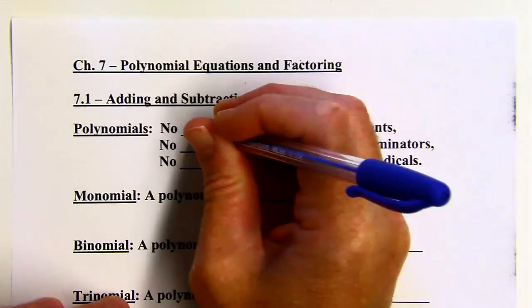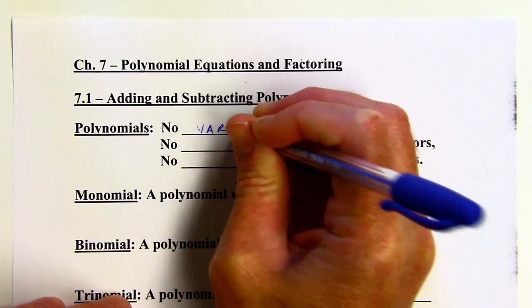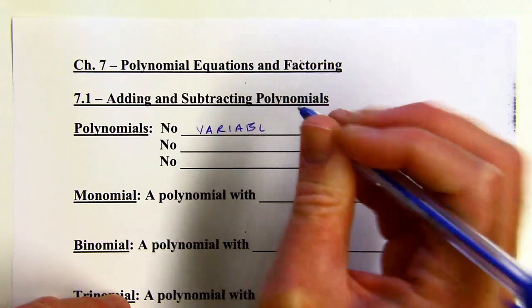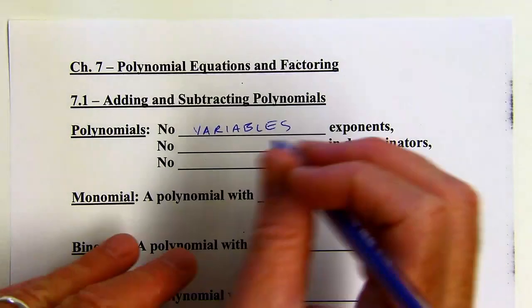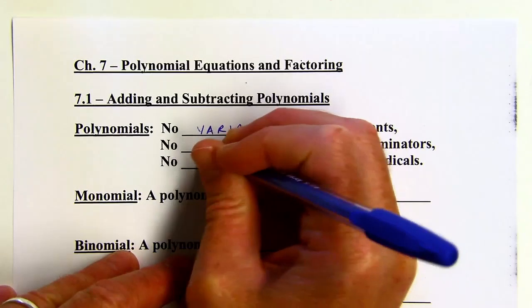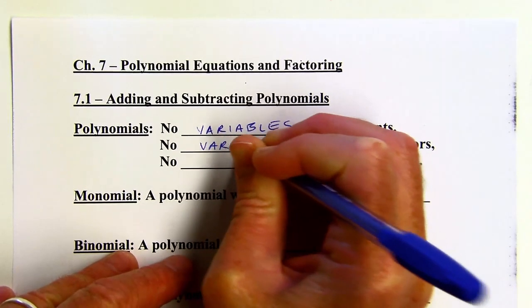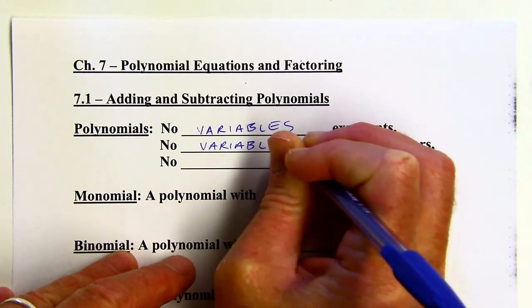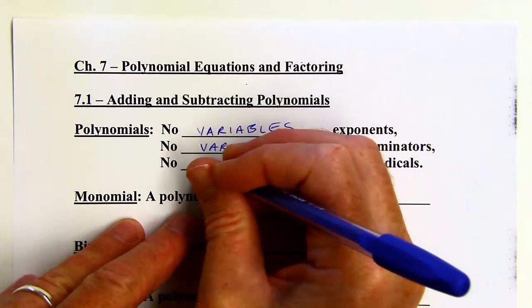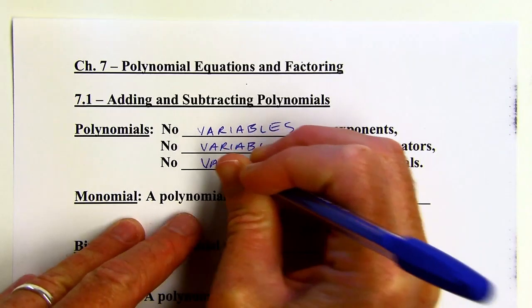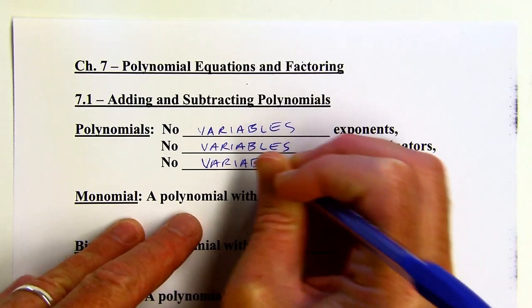So you can't have variables in exponents for polynomials. So no variables in the exponents, no variables in the denominators of fractions, so the bottoms of fractions, and you don't want any variables inside of a radical. So all three of these blanks are going to be variables. Okay.